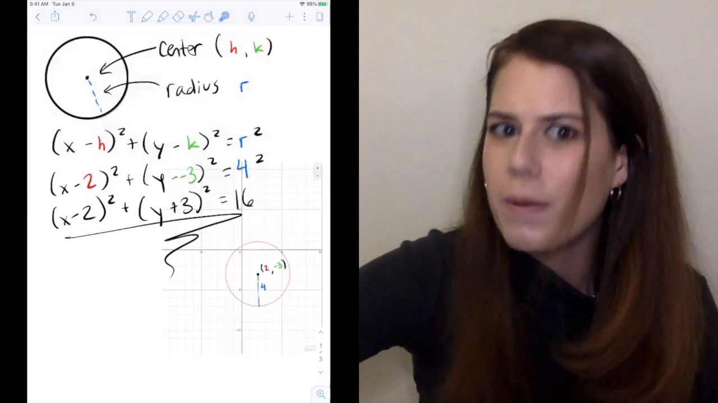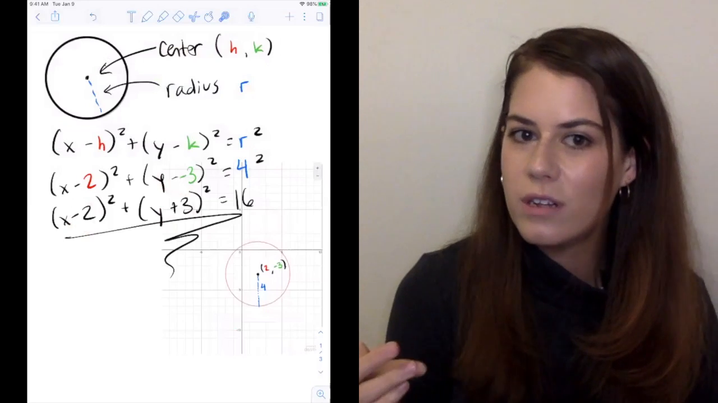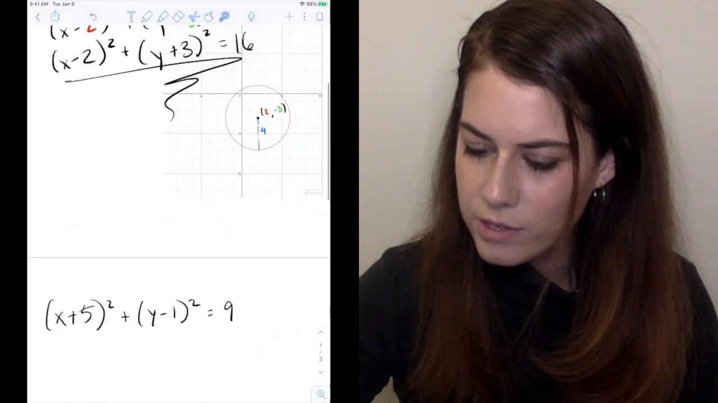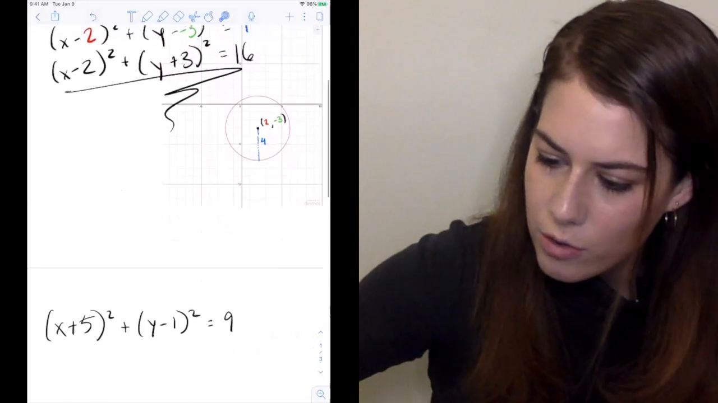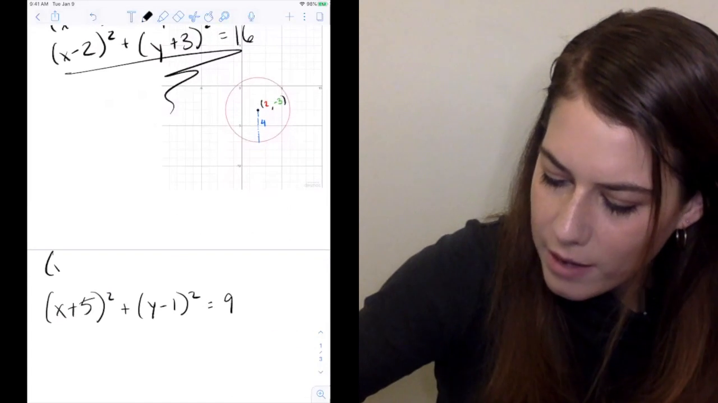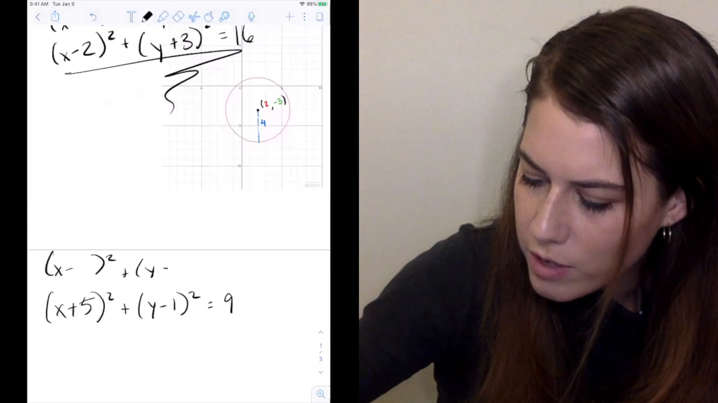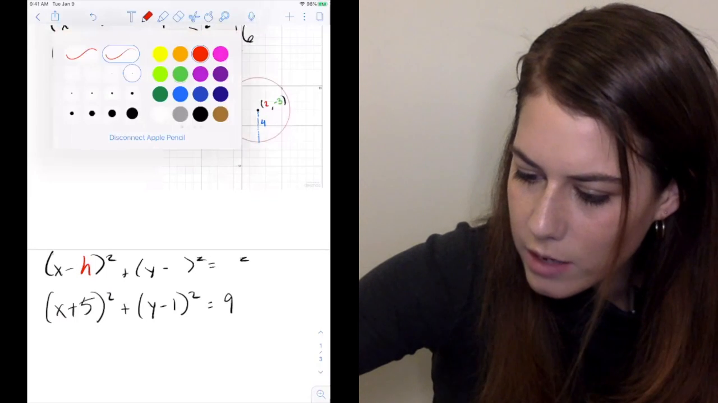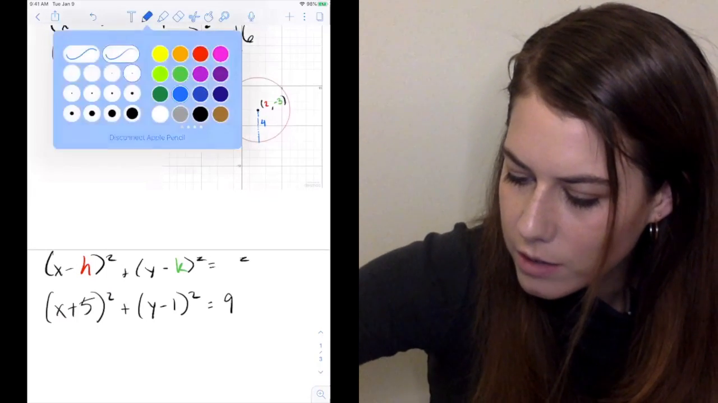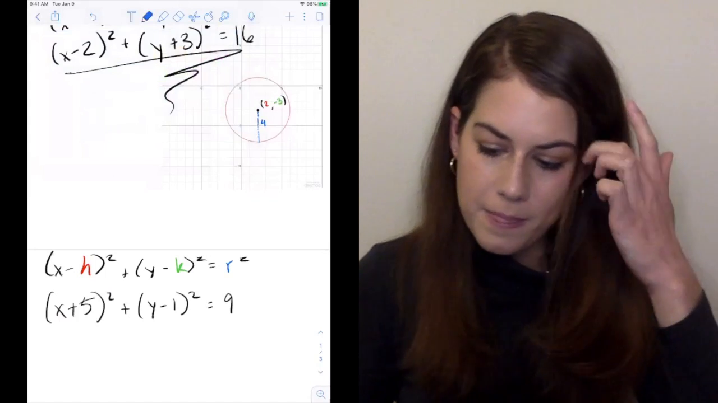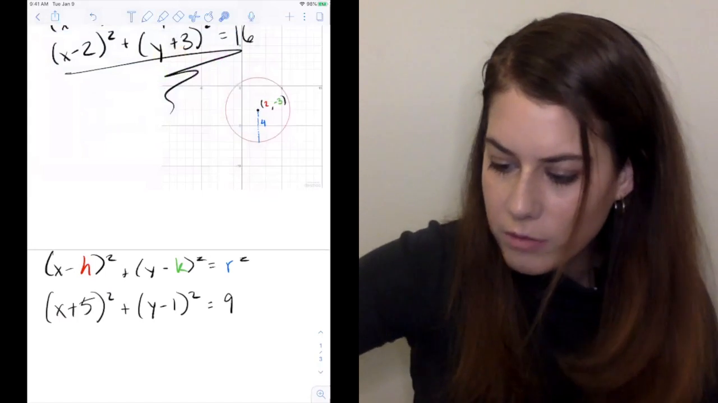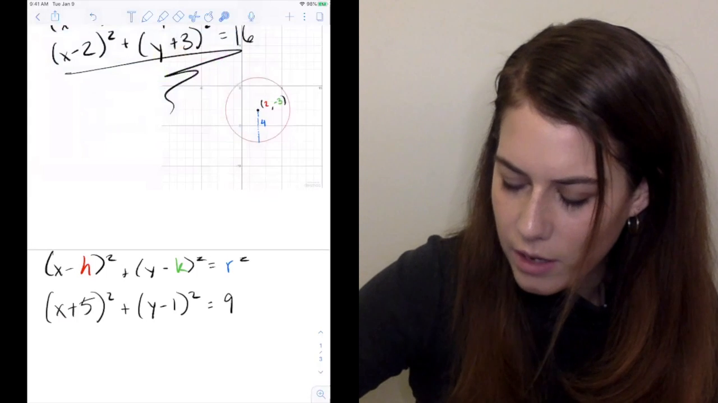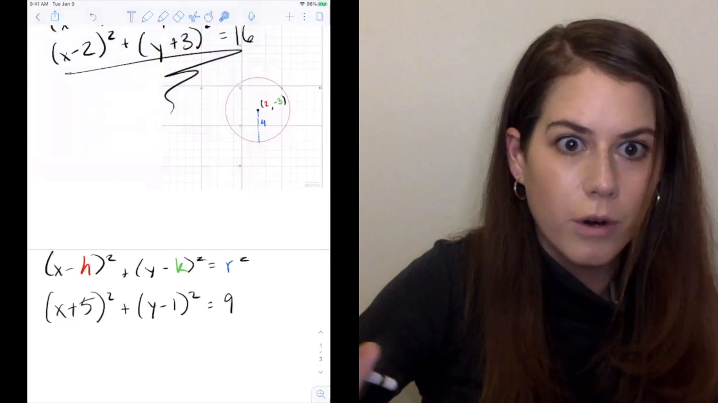So let's try and work backwards. I wrote an equation of a circle. Let's try and figure out where the center and radius were based on that equation. So let's go down here. I'm going to rewrite the general format just so we remember: (x - h)² + (y - k)² = r². So here's my general equation of a circle, and here's a circle that I was just given. Let's try and figure out what the center and radius were here.